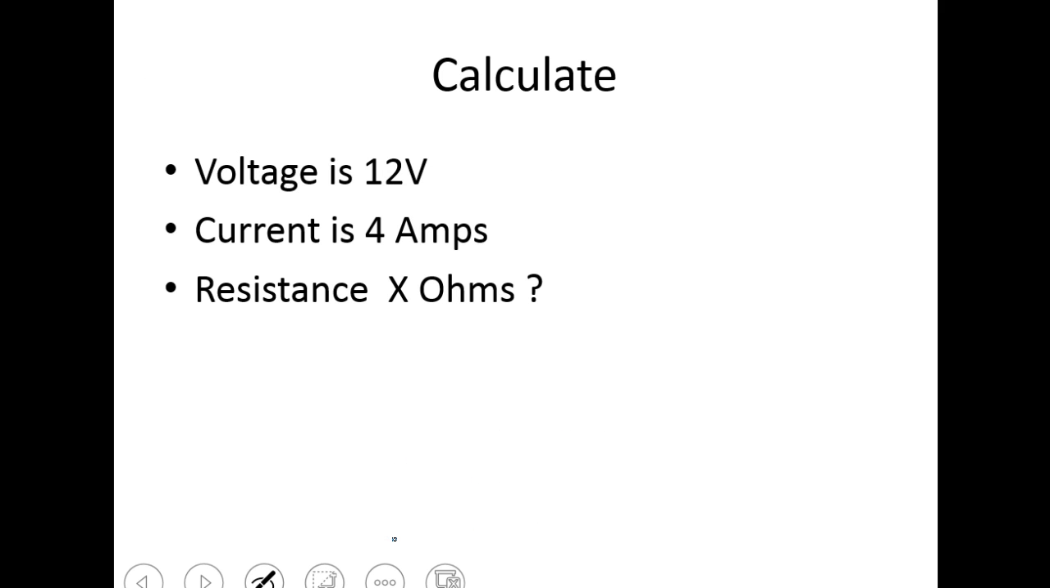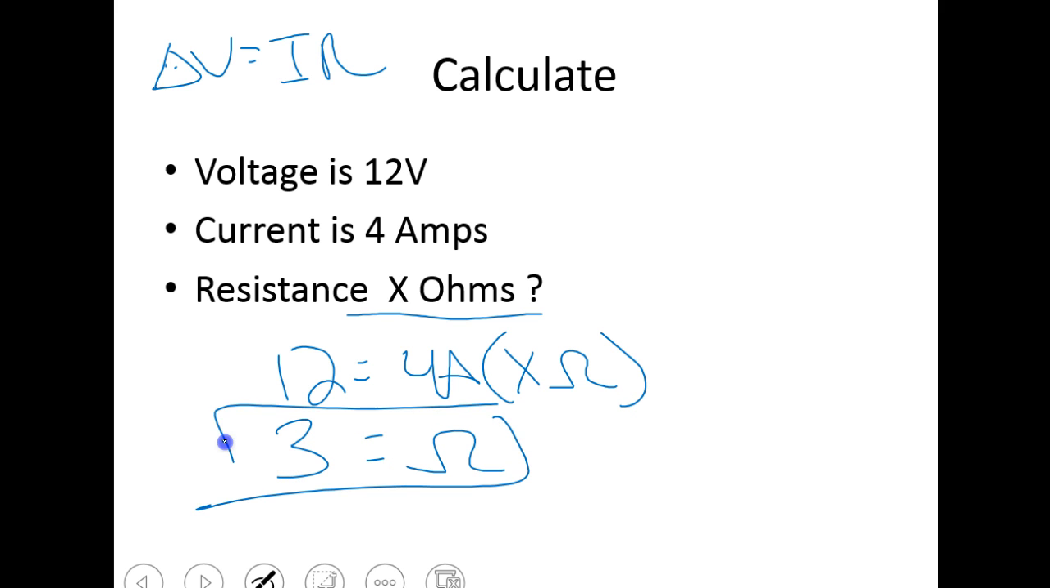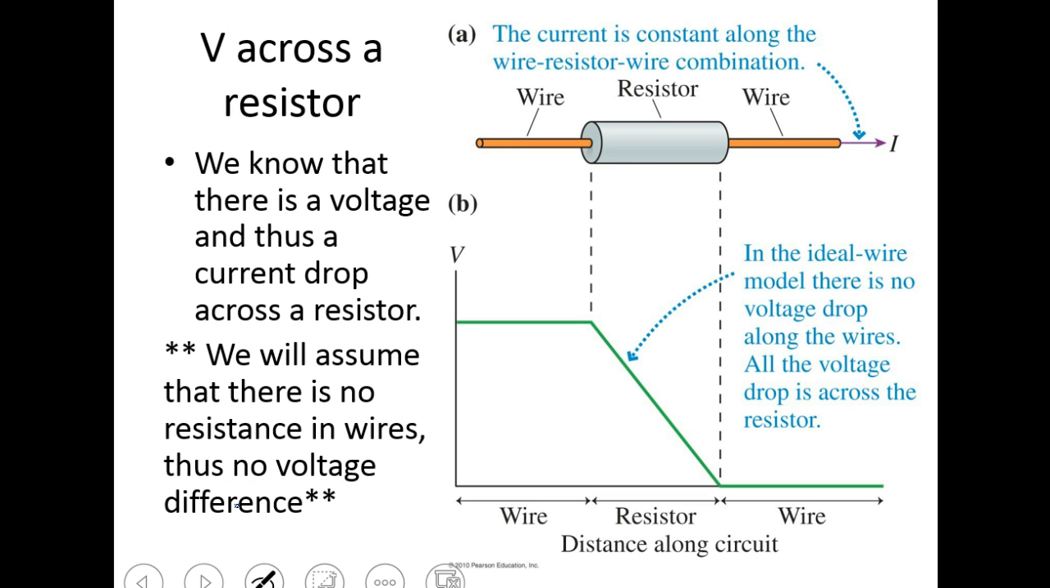Okay. Going on, if I have a 12-volt battery and a current of 4 amps, well then, what is the resistance of my resistor in ohms? So again, delta V is equal to IR. 12 is equal to 4 amps times X ohms. I'm going to need to divide by 4 to find out that the resistance is 3 ohms. Right, so I've got a 3 ohm resistor. I also want to take a second and talk about the voltage across a resistor.